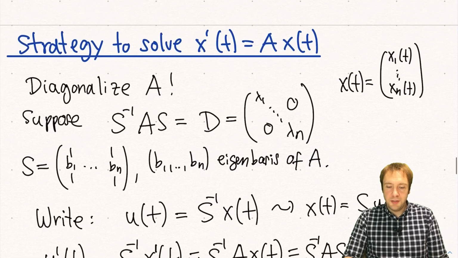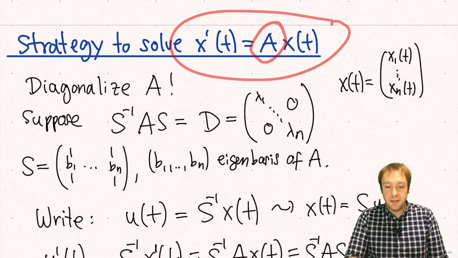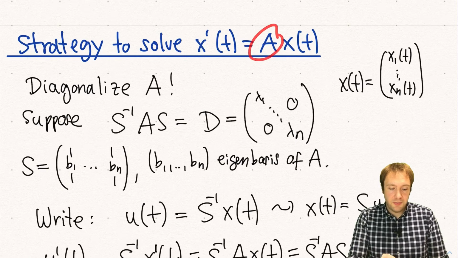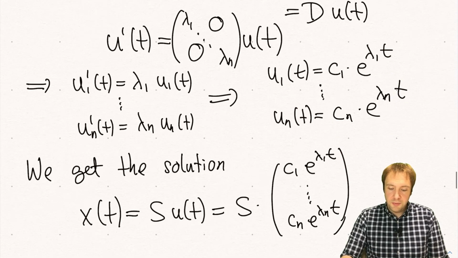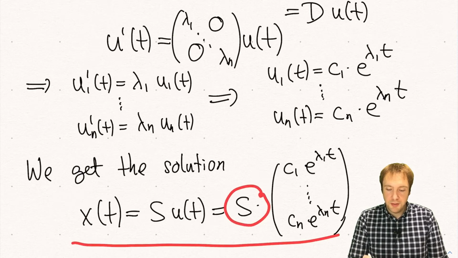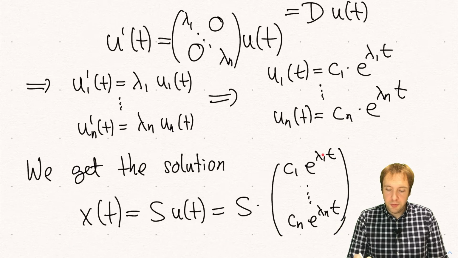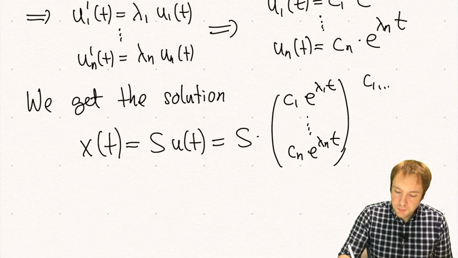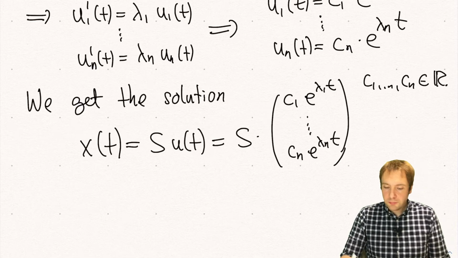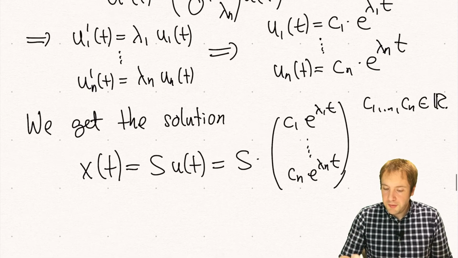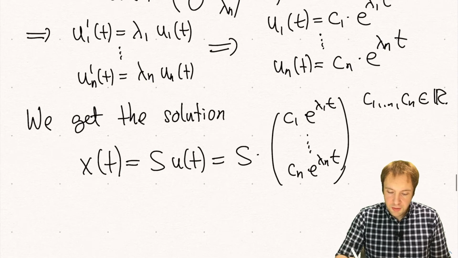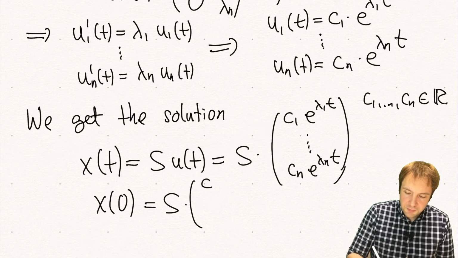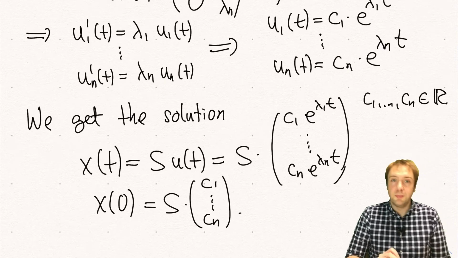So if we have a dynamical system like this, such that the matrix A is diagonalizable, meaning we can find an eigenbasis of A, then we can write this basis into a matrix S, and a solution to this system is given by taking this matrix S with this vector here, where lambda 1 up to lambda n are just the eigenvalues of A. And these C1 up to Cn you can choose however you want, but they will determine your starting value, because x of 0 is S times the vector c1 up to cn.